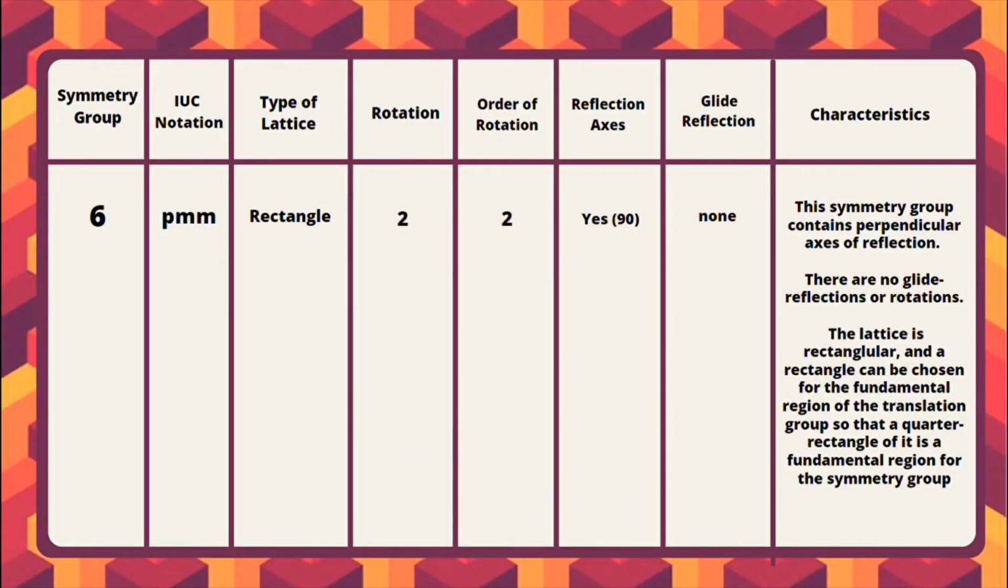For the sixth symmetry group, we have the PMM, notated by the IUC naming system. We have the rectangular type of lattice. We have two rotations, two rotational orders, which means this is a 180-degree angle of rotation. Next, we have a reflection axis of 90 degrees and none for the glide reflections. The fundamental region here is a translational group of rectangles.